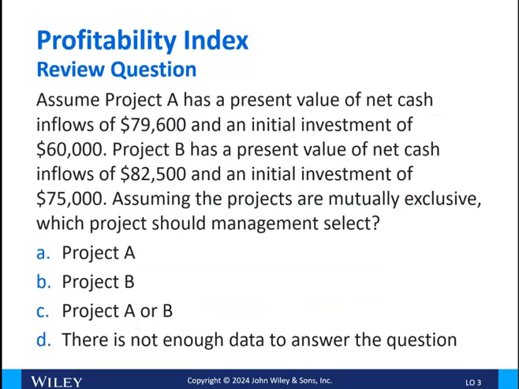So let's go through a review question. Assume project A has a present value of net cash inflows of $79,600 and an initial investment of $60,000. Project B has a present value of net cash inflows of $82,000 and an initial investment of $75,000. Assuming the projects are mutually exclusive, which project should management select?